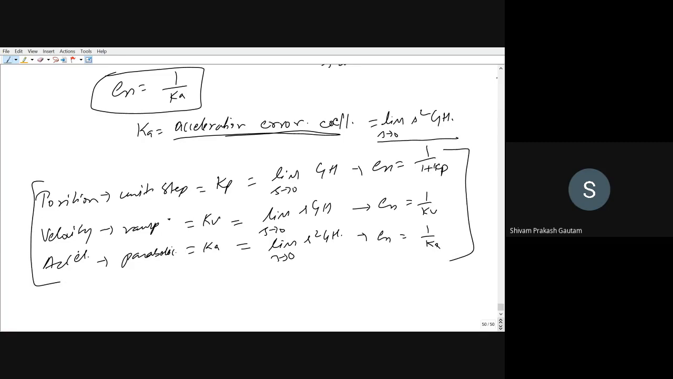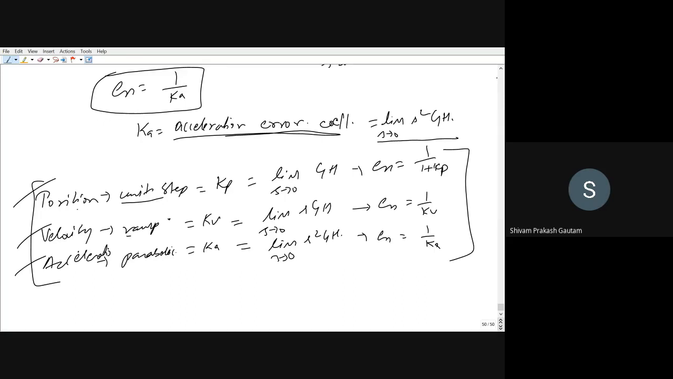These are called as error coefficients. Position error coefficient, velocity error coefficient, and acceleration error coefficient. When you are having unit step as an input, you will call that as position error coefficient. When you are having ramp as an input, that is velocity error coefficient. When you are having parabolic as an input, that is called as acceleration error coefficient. KP, KV, and KA. And we have derived all these formulas. Is it okay?